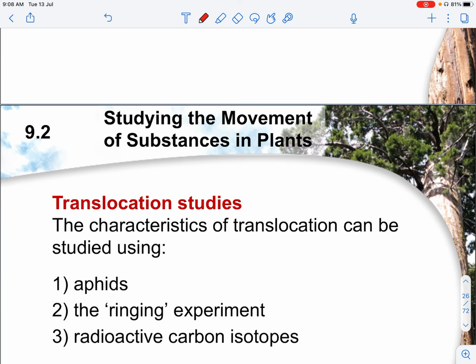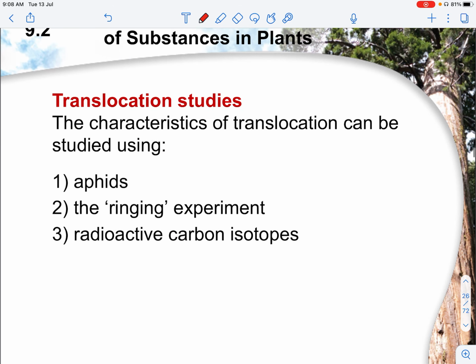Okay, and what happens is to understand the transport and movement of translocation, we do a series of experiments called translocation studies, and these are the three main ones that you need to know: the aphid, the ringing experiment, and the radioactive carbon isotopes. So these three experiments came in this order to build a story of understanding the positioning of the phloem tissues.